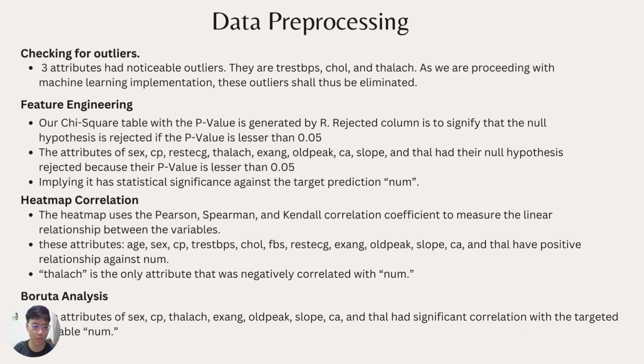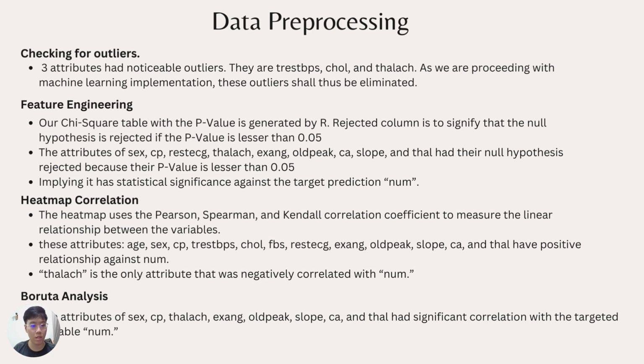Next, heat map correlation. The heat map uses Pearson, Spearman, and Kendall correlation coefficients to measure the linear relationship between the variables. The attributes age, sex, cp, trestbps, chol, fbs, restecg, exang, oldpeak, slope, ca, and thal have a positive relationship against num. Thalach is the only attribute that was negatively correlated with num.